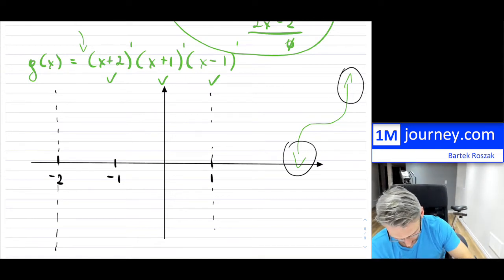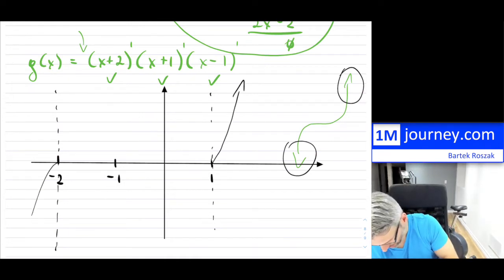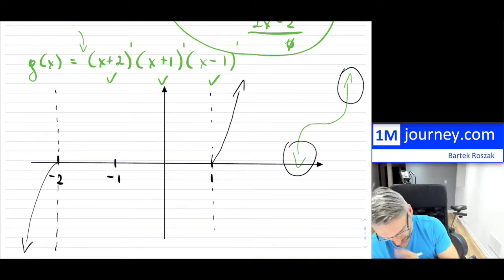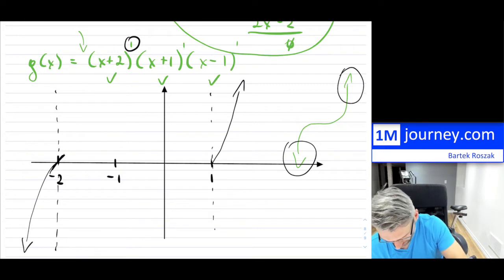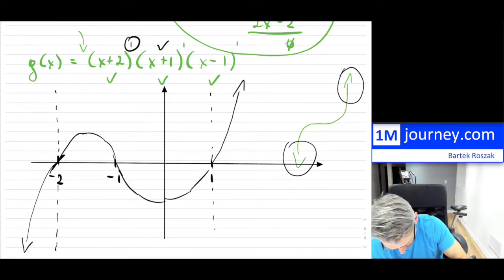So we know that right here it's going to go through. Okay, going to follow like this. And right here it's going to follow like that. Okay, at -2, notice this is of order 1, so it's basically like a straight line right there. And so here it's also a straight line, so this is going to be something like this. Right, that's kind of how it's going to look.